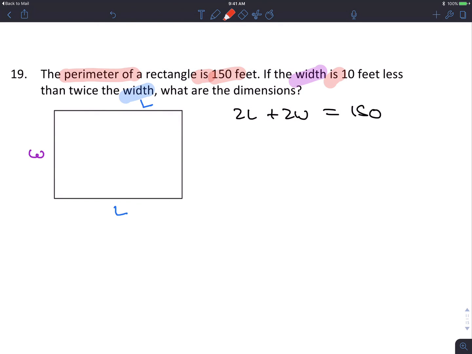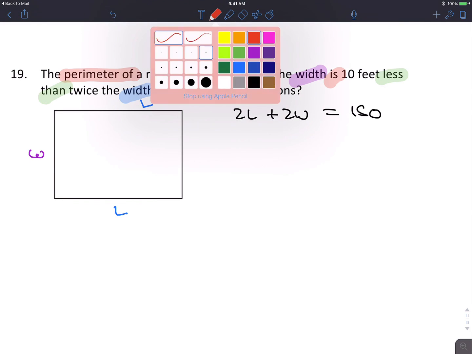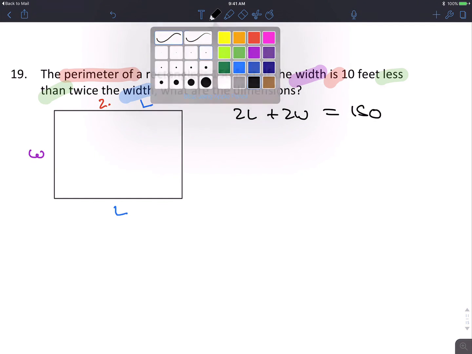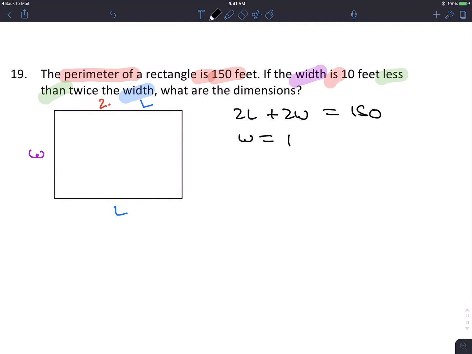Width is, oh, I got the less than language, and then I got twice the length. 2 times L. So let's actually write this down. Our width is 10 less than twice the length. Or we say the width is 2L minus 10 now.